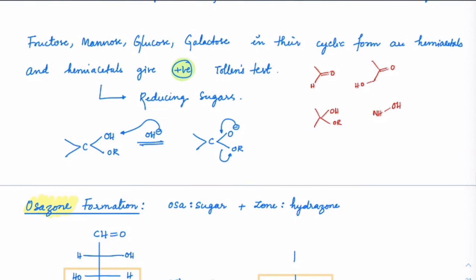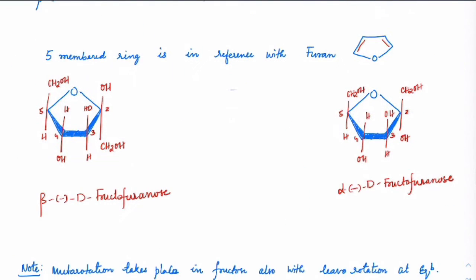So which means I can say all of these are what? Reducing sugars. These are all reducing sugars. So this is the reaction that will take place, correct? With OH minus, we will get this O minus, a double bond is formed, OR will leave. So basically from here, you will get C double bond O. Once you get C double bond O, further reaction will take place. If all of you understood that.